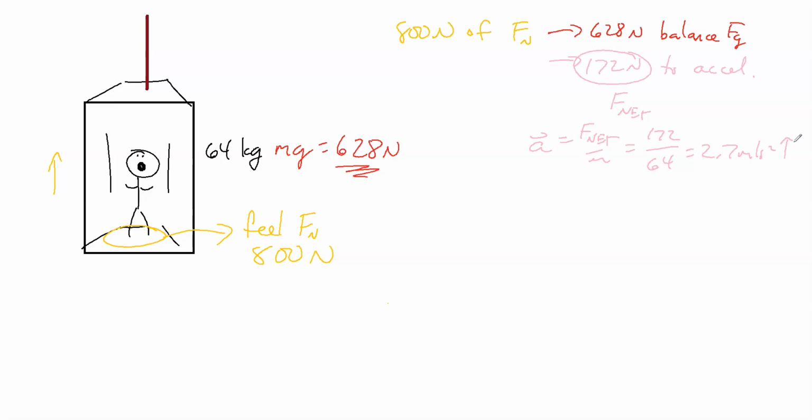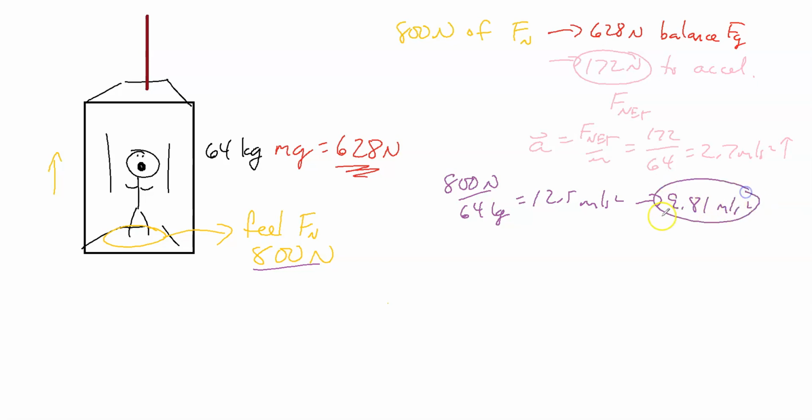Now, another way you could do this, and this is another really common way people do it, is they will just take that 800 newtons right there and divide that by the 64 kilograms. If you do that, 800 divided by 64, you will get 12.5 meters per second squared, which is sort of the total acceleration acting on the person. The only thing is, part of that, 9.81 of that, is for gravity. So what you'd be left with is about 2.7 meters per second squared in order to accelerate. So it's the exact same idea, the exact same concept.